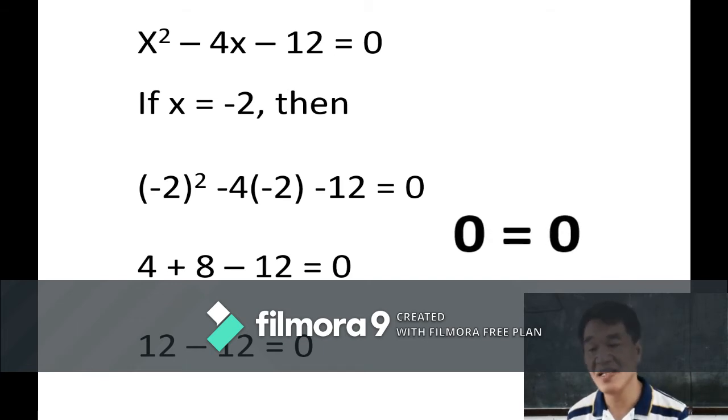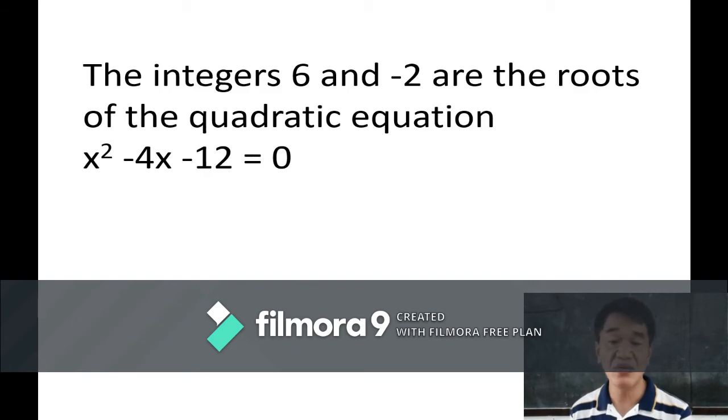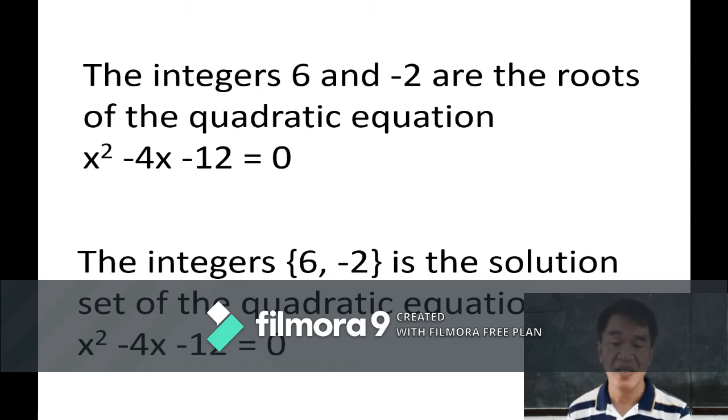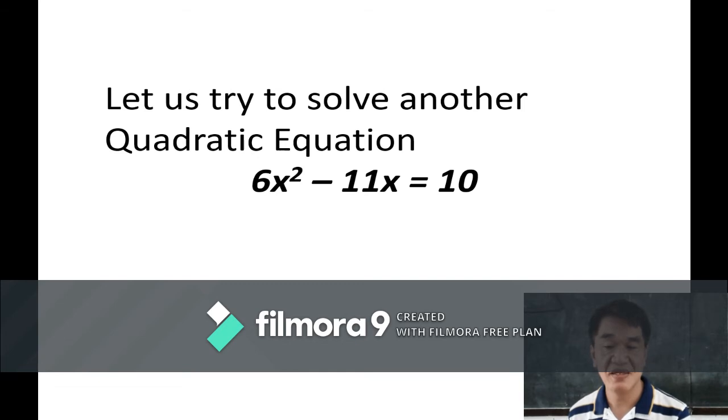In other words, the integers 6 and negative 2 are the roots of the quadratic equation x squared minus 4x minus 12. Of course, another way of saying it is that the set of 6 and negative 2 is the solution set of the quadratic equation x squared minus 4x minus 12 is equal to 0. Let us try to solve another quadratic equation.